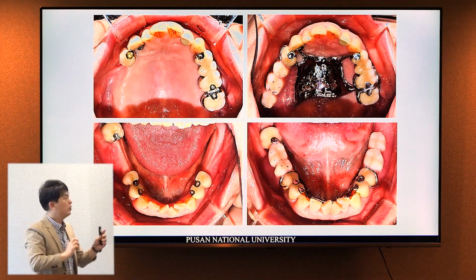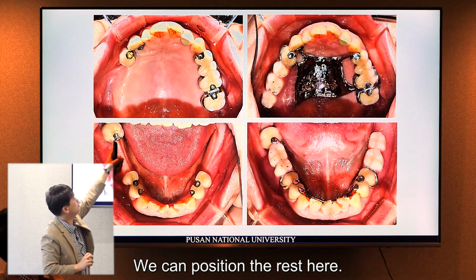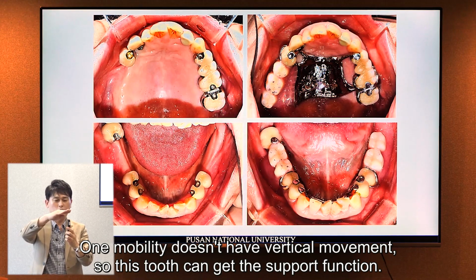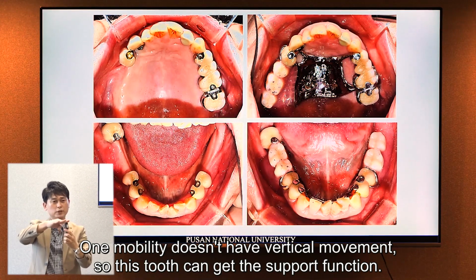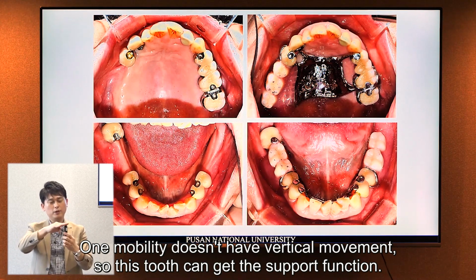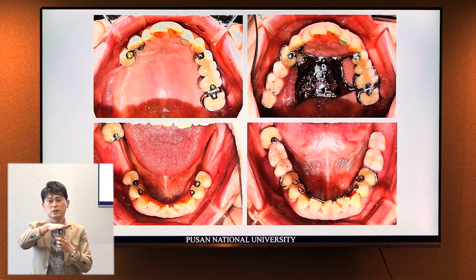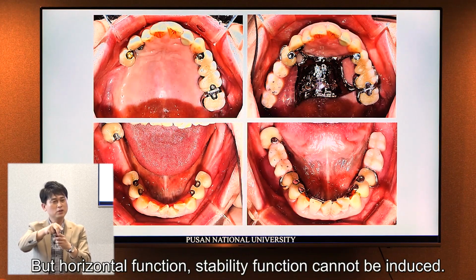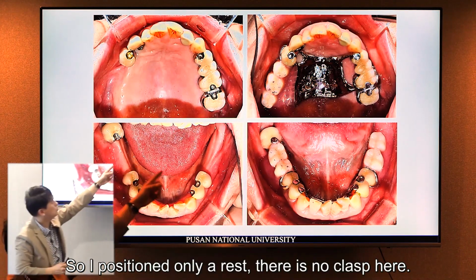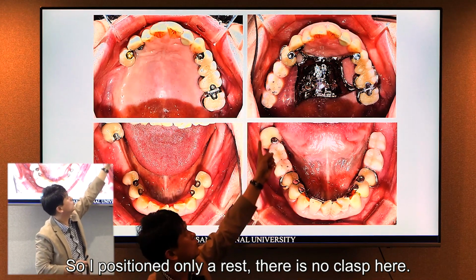Why? We can position the rest here. As I told you, 1 degree mobility doesn't have vertical movement. So these teeth can provide the support function, but the horizontal function, the stability function, cannot be induced. So I positioned only the last one. There is no clasp here.